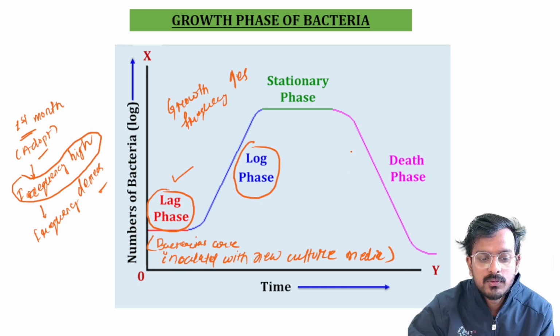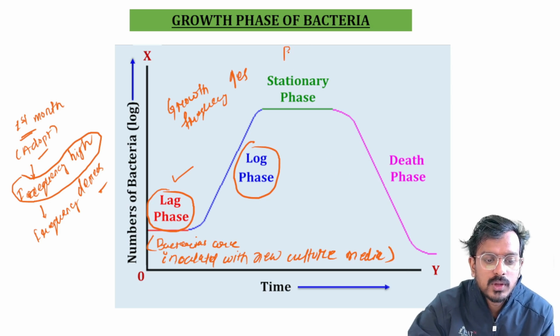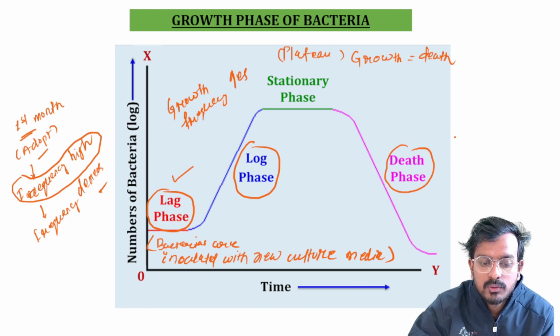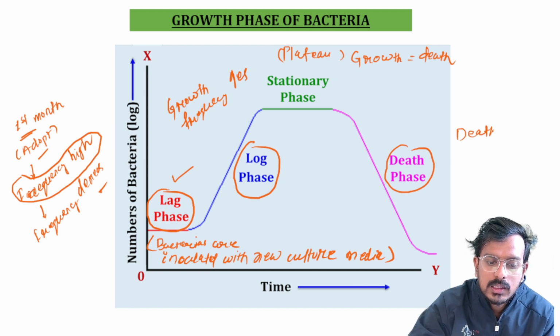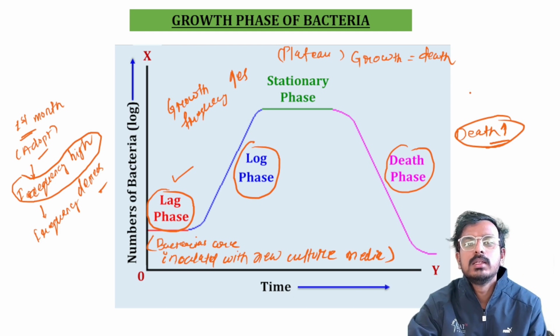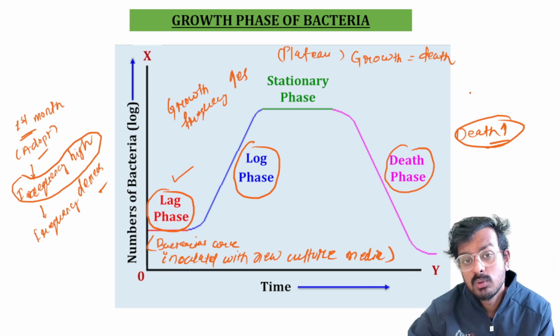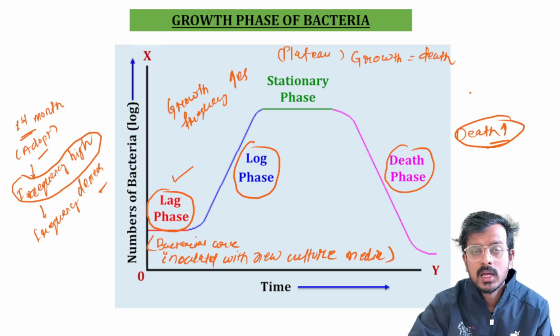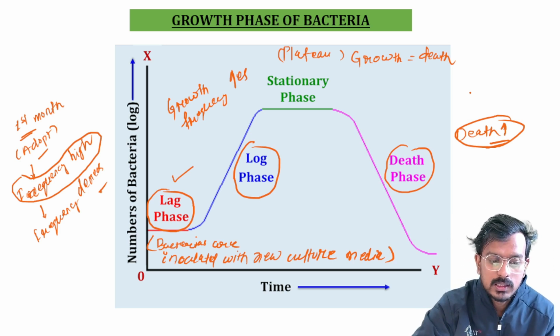After that comes the stationary phase, also called the plateau phase. Here growth is equal to death. The last phase is the death phase or decline phase, when death is more than growth. A question can be asked: why does this death occur in bacteria? This will be discussed in this tabular form.